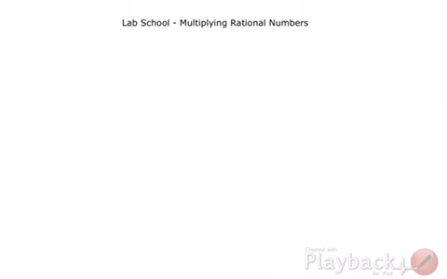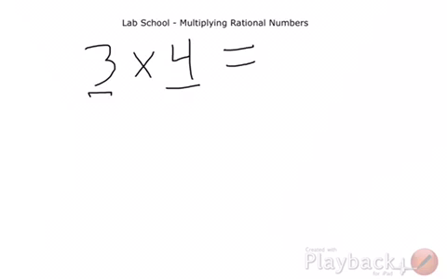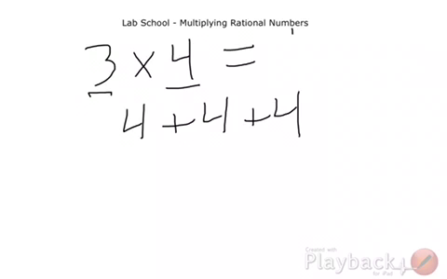Hello class, in this video we're just going to do a quick review of the rules associated with multiplying and dividing integers. So we'll start just with a nice quick example, 3 times 4, and we know from our previous learning that this question means that you have 3 groups, and in each group there are 4 units. So essentially you are saying 4, 4, and 4, which you all know is 12. Positive times a positive is a positive.